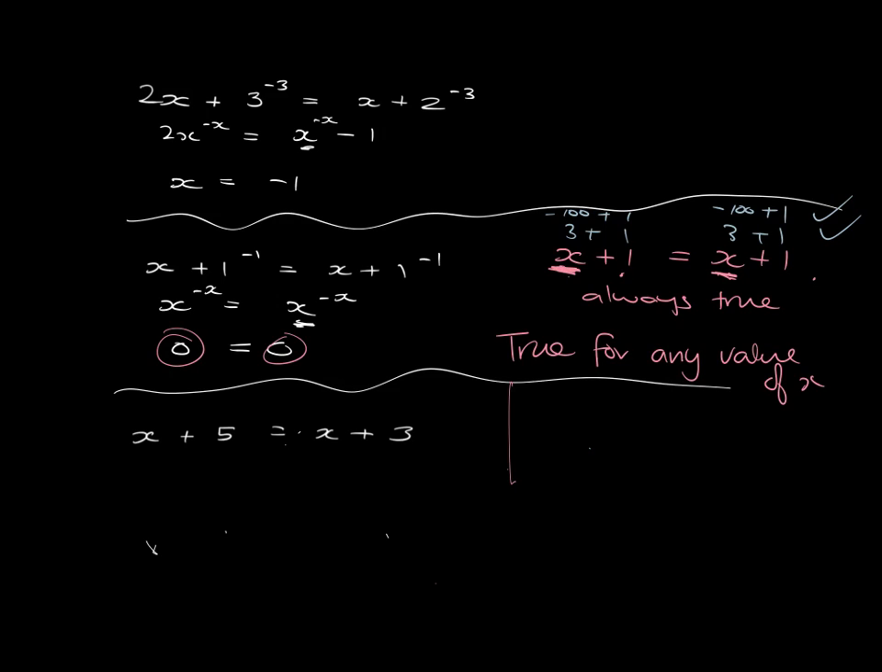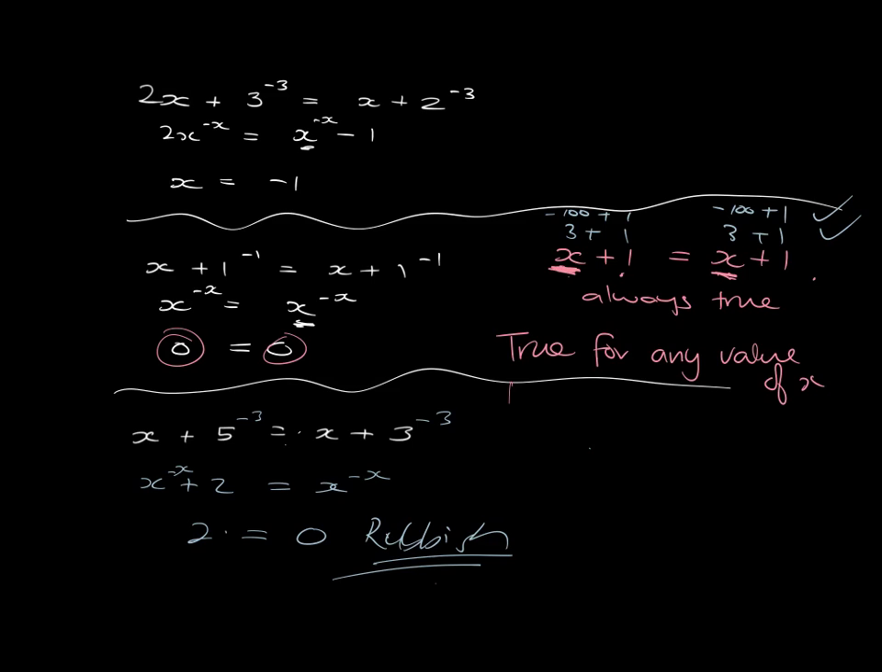Okay, let's go ahead and have a look at this next question here. What happens with this one? Well, if we go and just solve it in the way we always have, we'd subtract 3 and subtract 3. So here we'd get x plus 2 is equal to x. Now we're going to get rid of the x's, so we subtract x, and here we'll get 2 is equal to 0. Now this is complete rubbish, right? 2 can never be equal to 0.